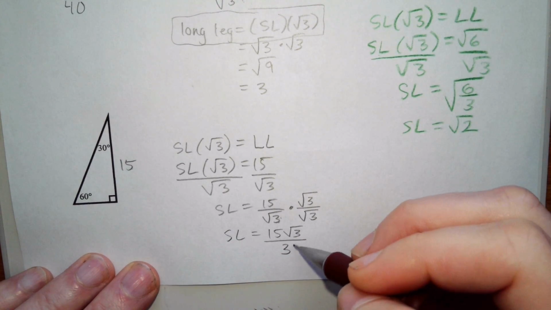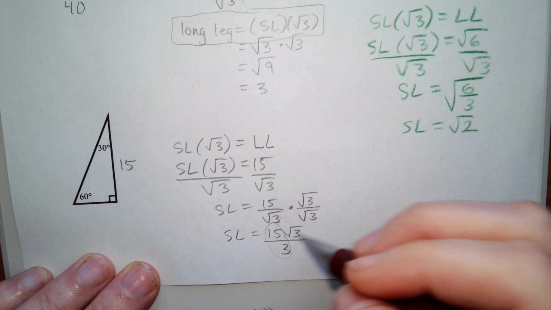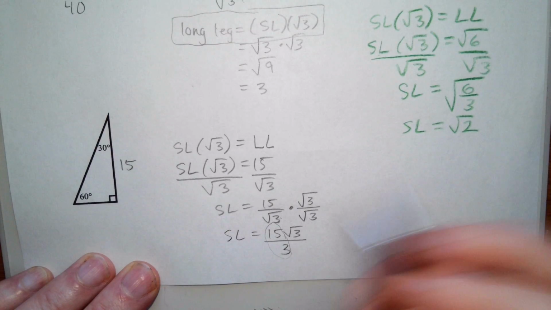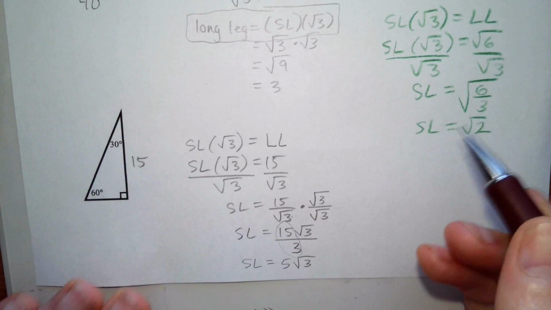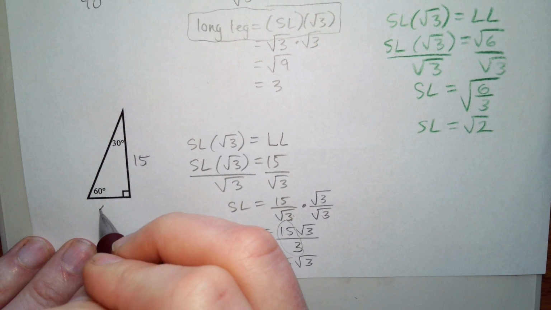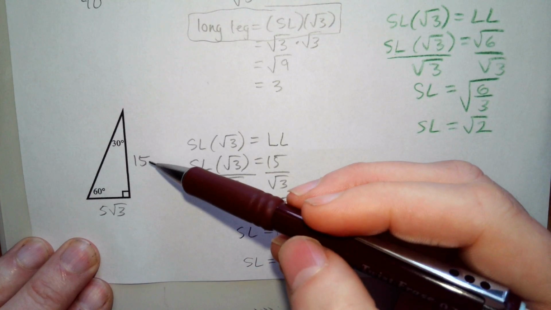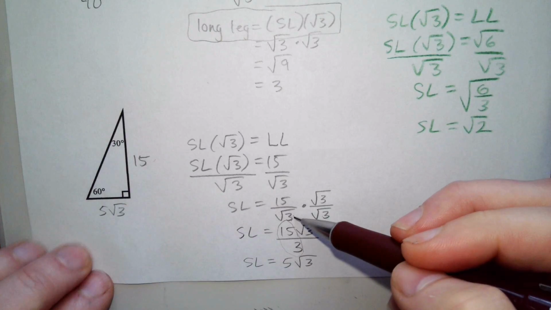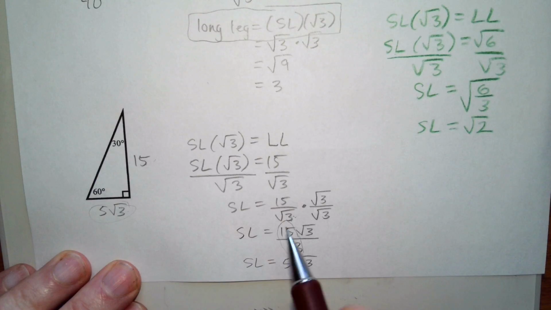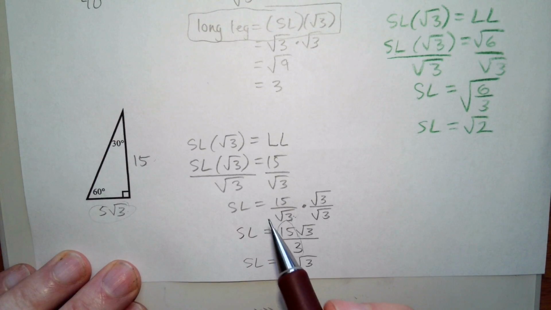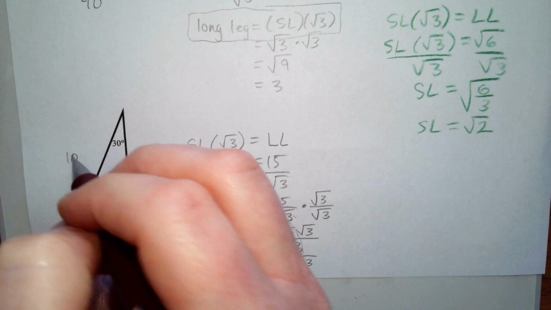In a previous lesson, you saw that we can simplify the numbers outside the radical here, because we have multiplication going on in the numerator. So 15 divided by 3 is 5. So our final answer is 5 root 3. So our short leg is 5 root 3 in length. And hopefully that makes sense. If I'm taking 15, dividing by root 3, which is about 1.73, you're going to get a smaller number. Take this number, multiply by 2, because the hypotenuse is twice the length of the short leg, and so we're going to get 10 root 3.